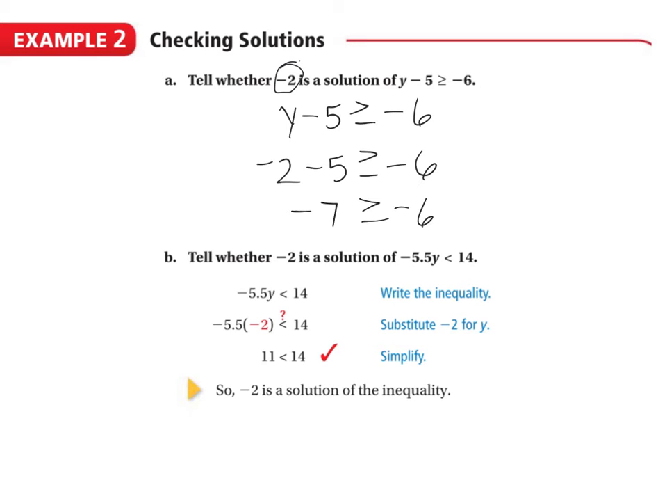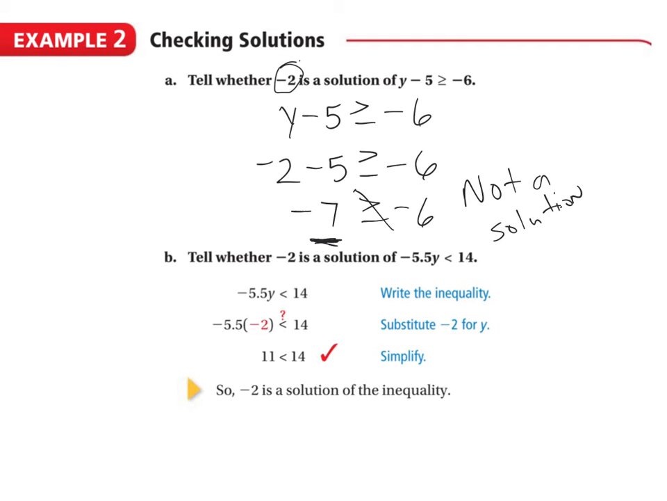Be careful here, because the more negative a number is, the smaller it gets. So the greater the value as it goes negative, the smaller the number. So in this case, negative 7 is not, so we put a line through it, is not greater than or equal to negative 6. So therefore, it is not a solution.